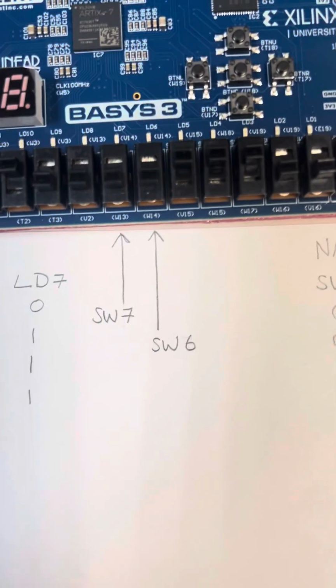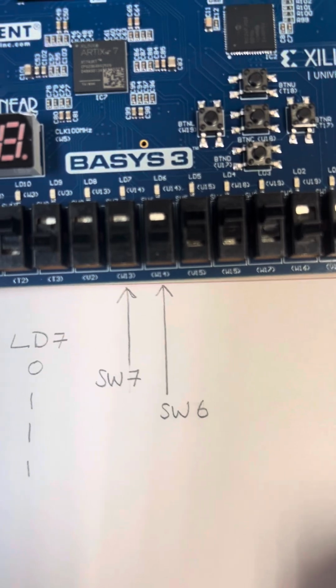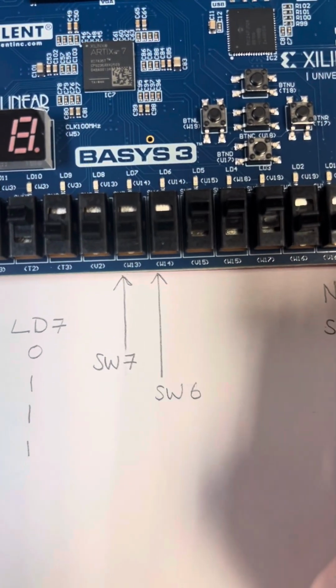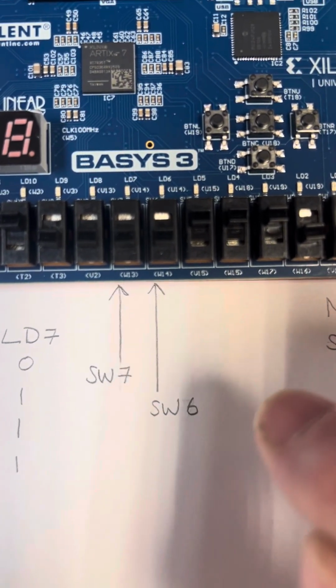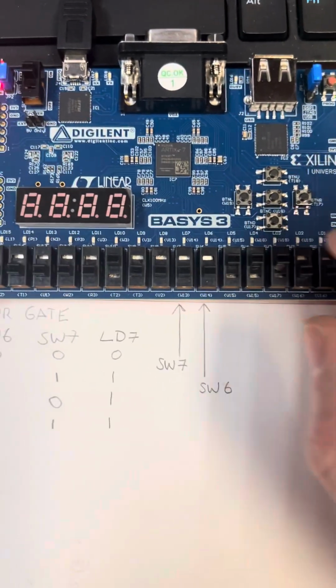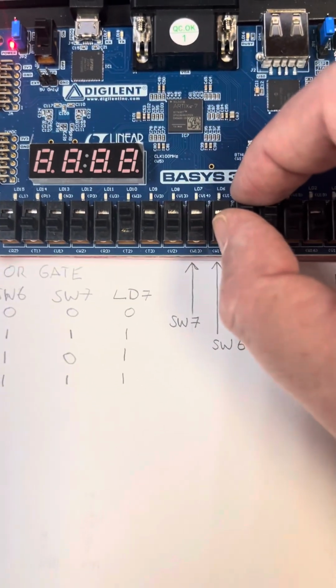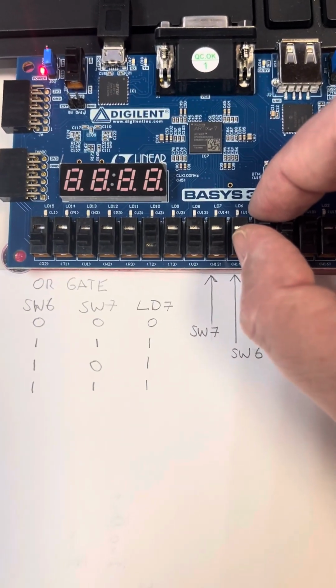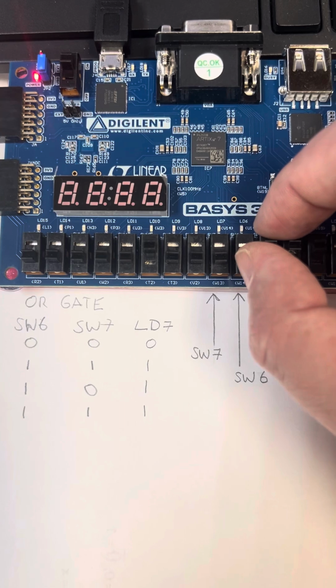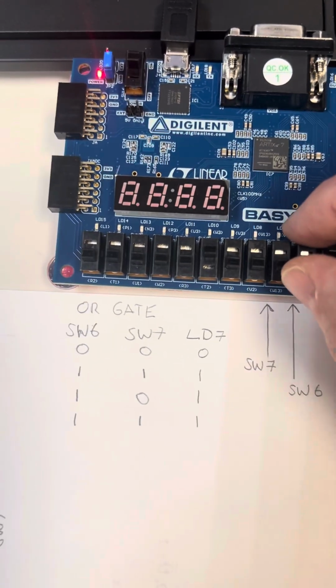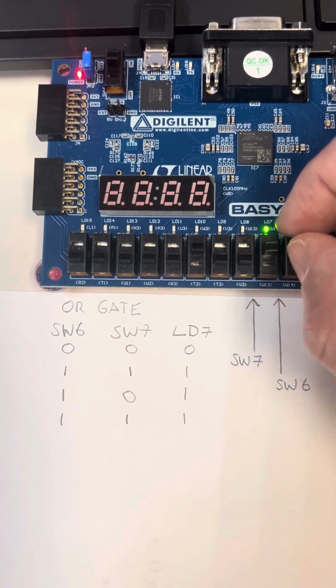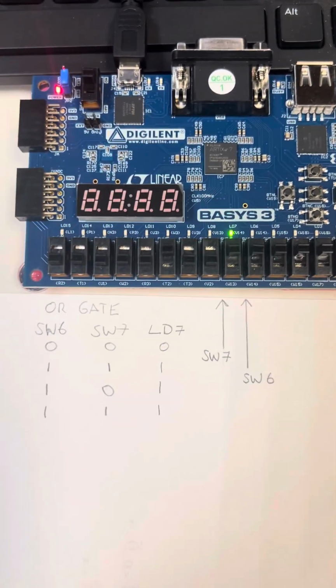So we have switch 6 and 7. They're currently both low, and when they're both low, it should be off, which it is, and then we're going to switch both of them on, and the light is now on.